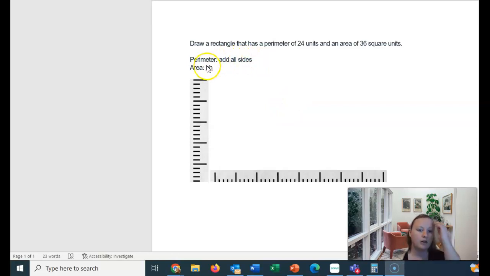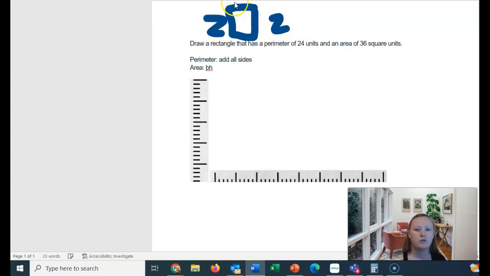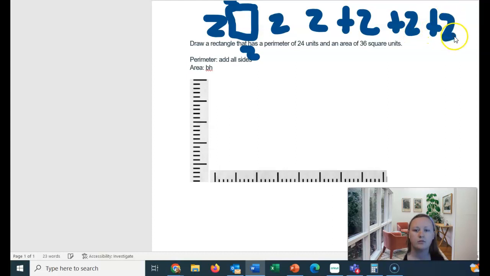First, you need to remember, what is perimeter? Perimeter is adding all sides. So if I had a square like this, and I put 2, 2, 2, and 2, each side is 2. The way to find the perimeter would be 2 plus 2 plus 2 plus 2, and that equals 8. So perimeter is add all sides.